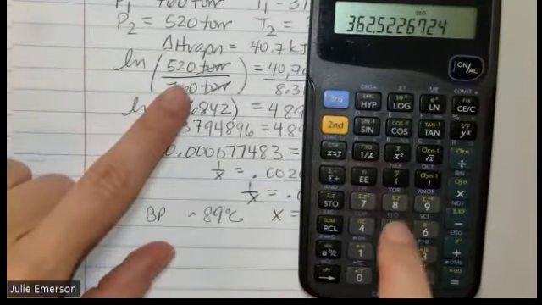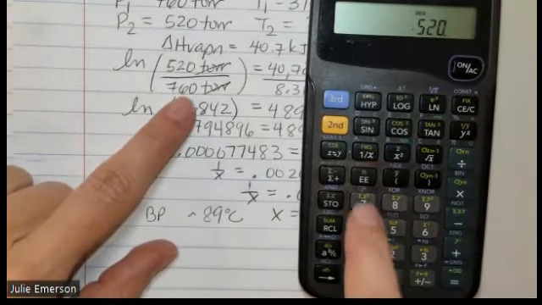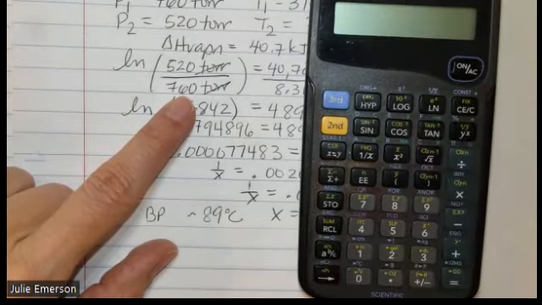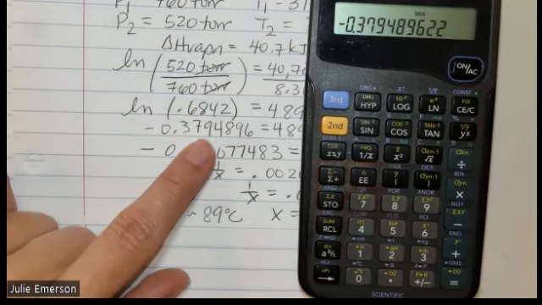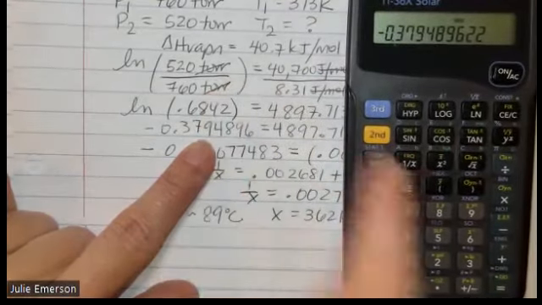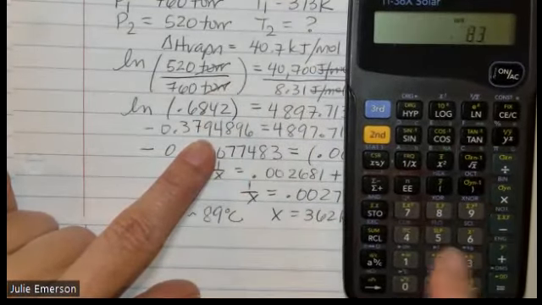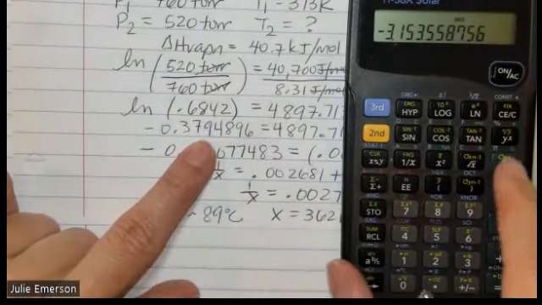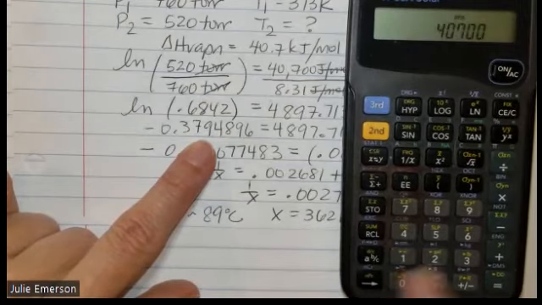So I'm going to take my 520, divide by my 760, enter. All right. So there's my ratio of my pressures, 0.684. Then I hit my natural log key. So that's where I got that negative 0.3794896. Now what I'm going to do is cross multiply the 8.31, so times 8.31. And then I'm going to cross divide both sides by the 40,700.